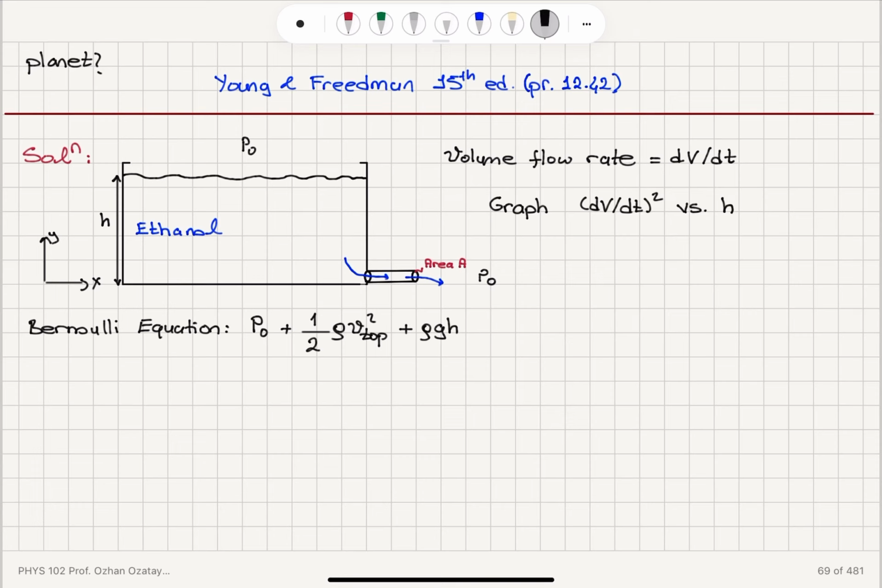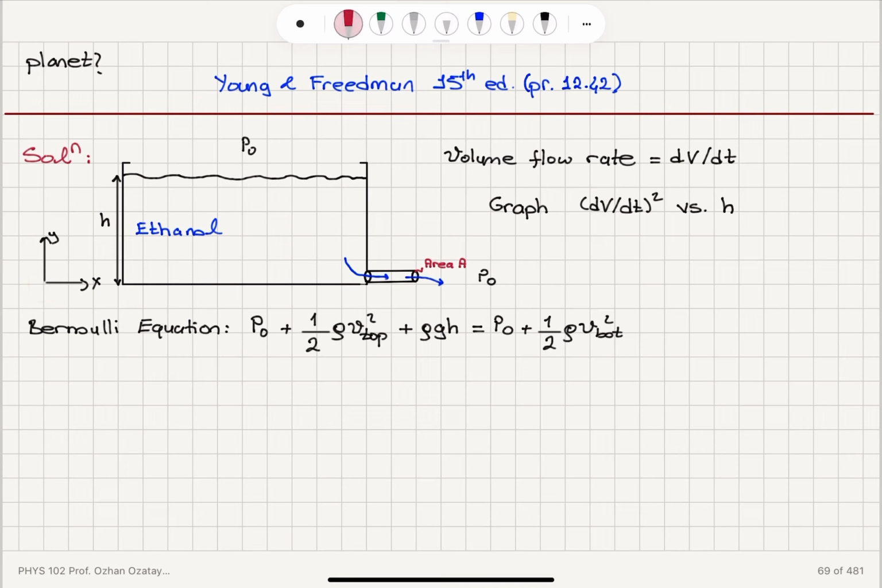So h, basically I define the origin to be at the bottom surface here. So this is y equal to 0. And this must be equal to, according to conservation of energy, the outside pressure. So I'm at the bottom surface now, P0 plus 1/2 rho v_bottom squared. Here h is equal to 0, so I don't have any potential energy term. So this is my reference point on the y-axis.